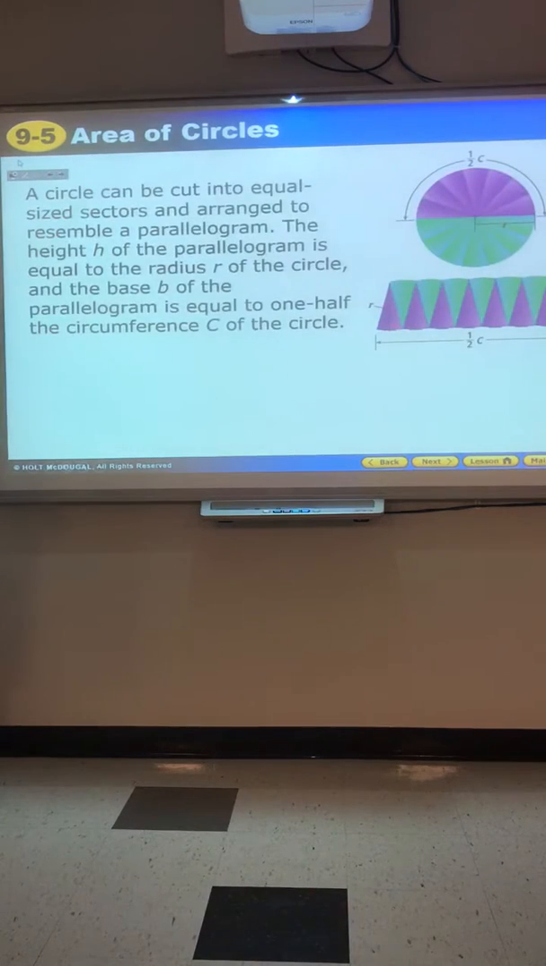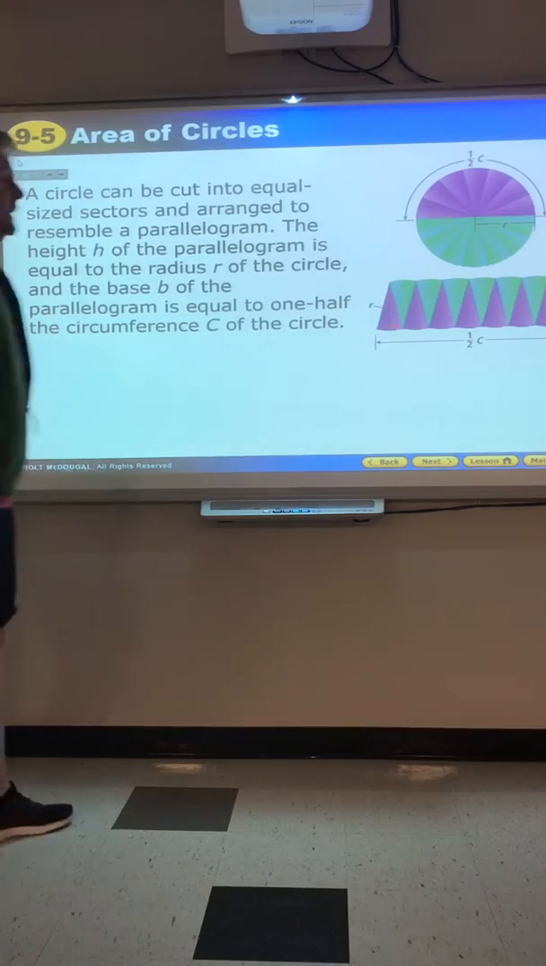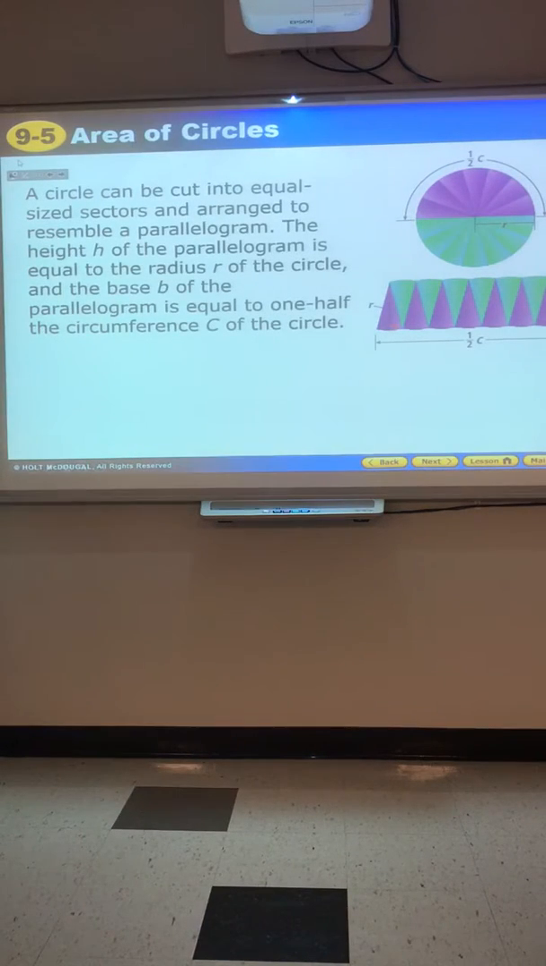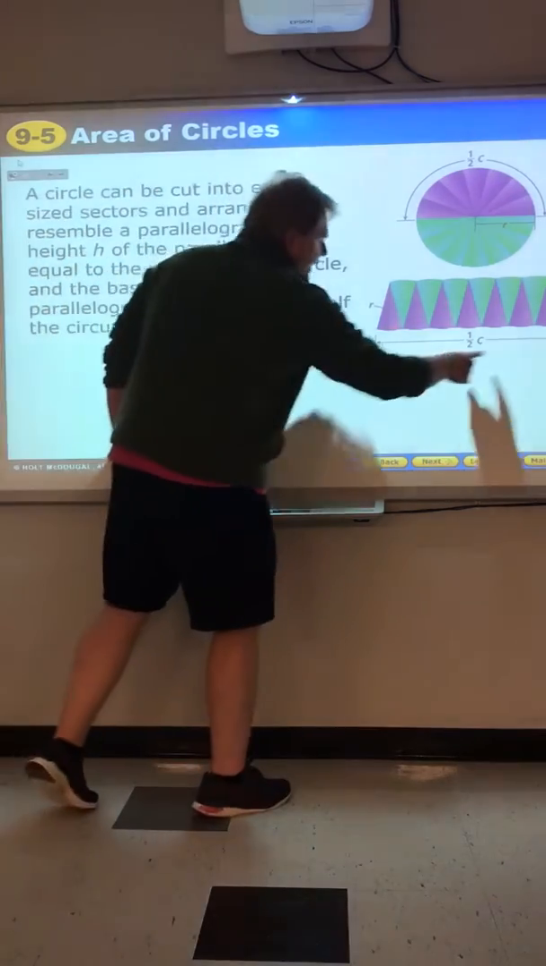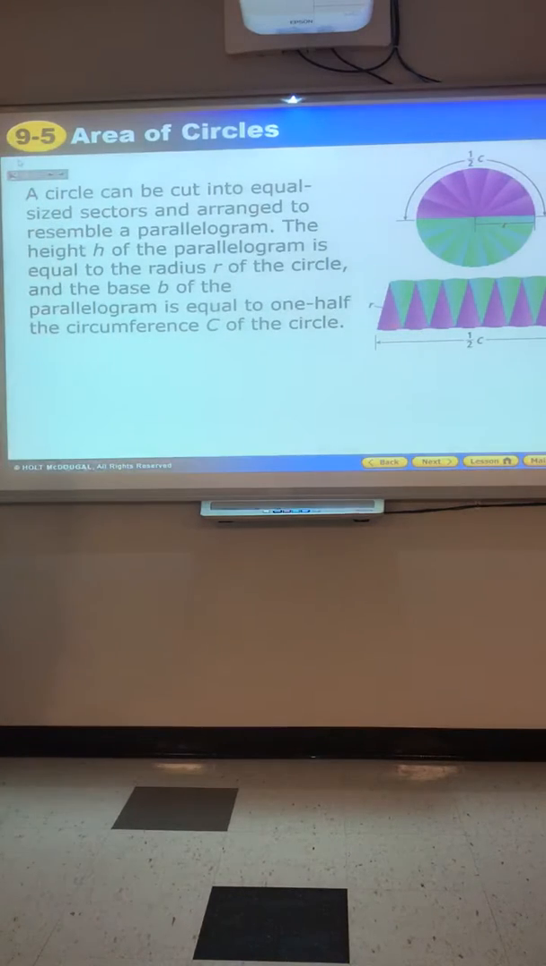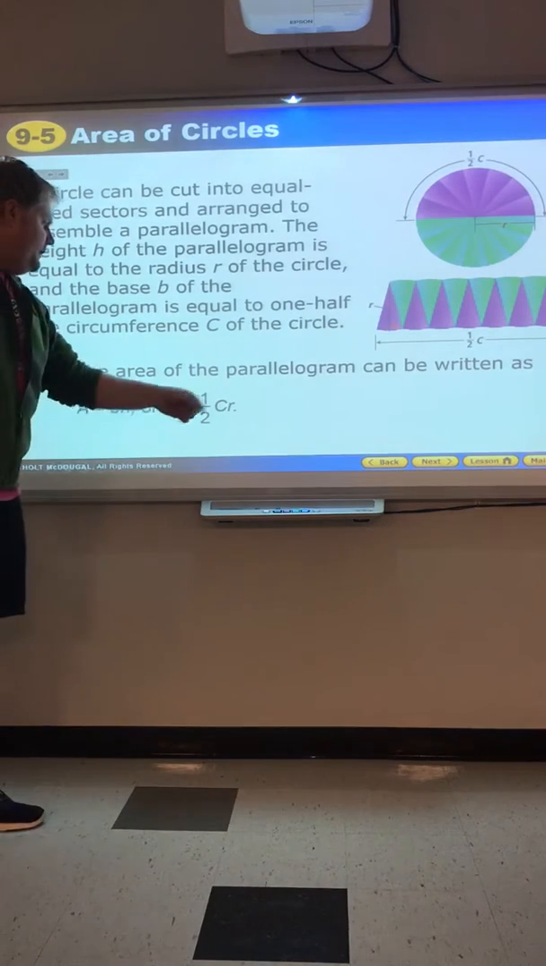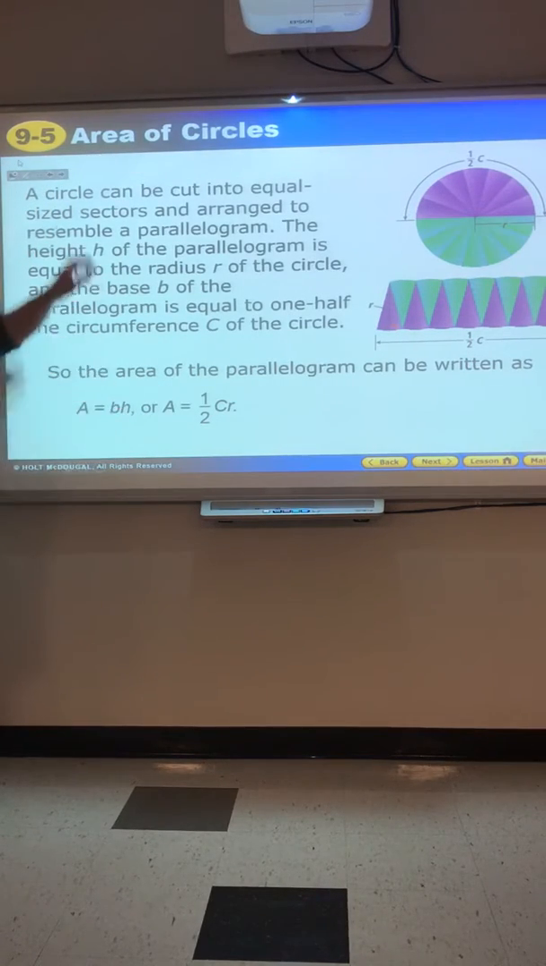A circle can be cut into equal-sized sectors and arranged to resemble a parallelogram. The height of the parallelogram is equal to the radius, center to edge. And the base B of the parallelogram is equal to 1/2 the circumference of the circle. That will come into play. So the area of a parallelogram can be written as 1/2 a circle, or base times height.